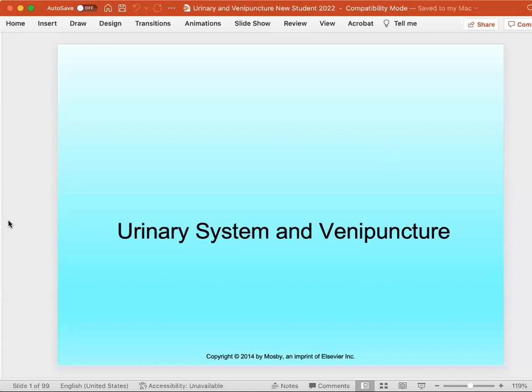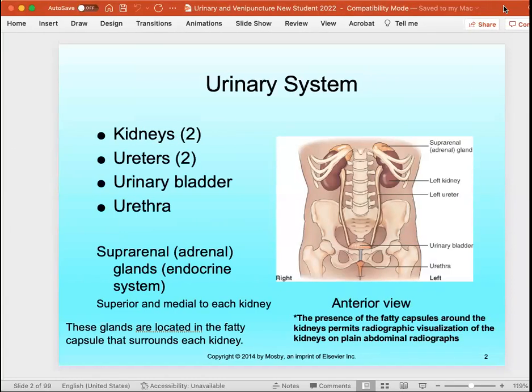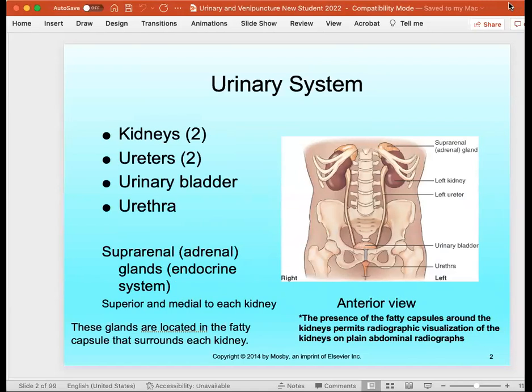Okay, so this week we're covering urinary system and venipuncture. As usual, we will start with some anatomy first. The urinary system consists of two kidneys, as you can see here, two ureters, one urinary bladder, and the urethra.